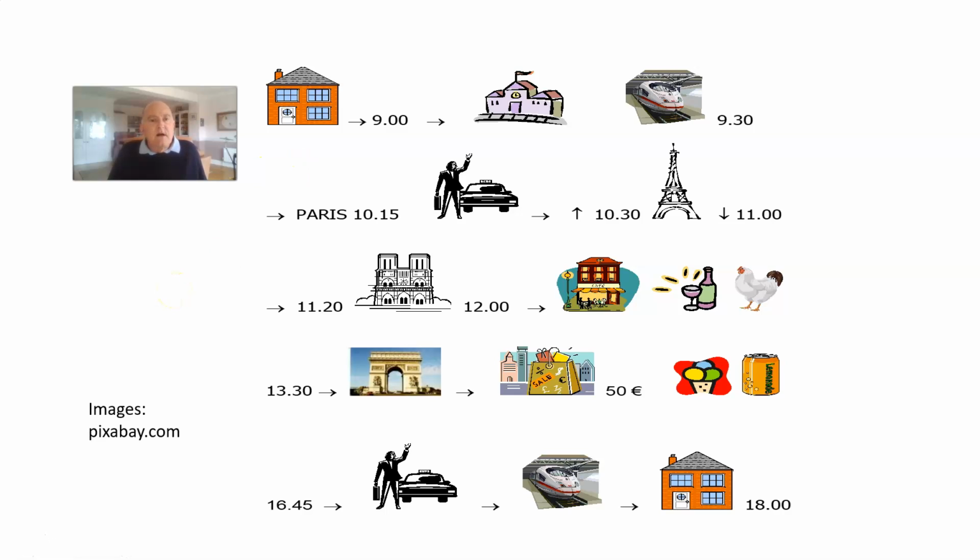So I would have said, I left the house at 9 o'clock in the morning. I went to the station. At the station, I took the train. I took the train at 9:30. I went to Paris. I arrived in Paris at 10:15. When I arrived in Paris, I took a taxi and I went to the Eiffel Tower. I arrived at the Eiffel Tower at 10:30, went up the Eiffel Tower and then came down at 11 o'clock. So I stayed at the top for 30 minutes. Then I went to Notre Dame Cathedral, and so on and so on.